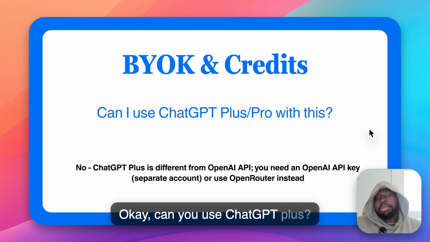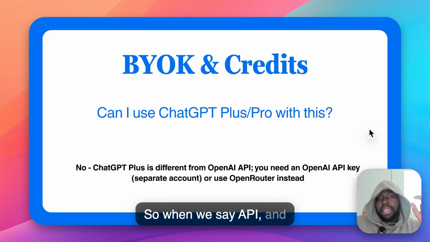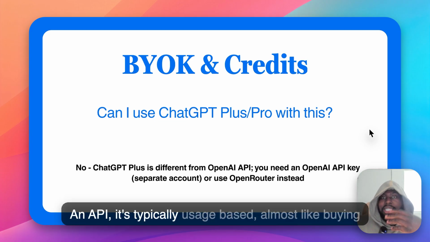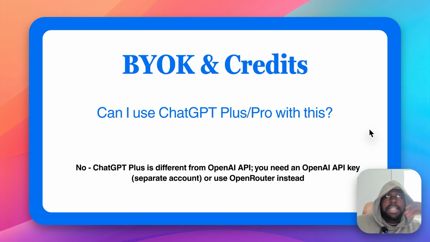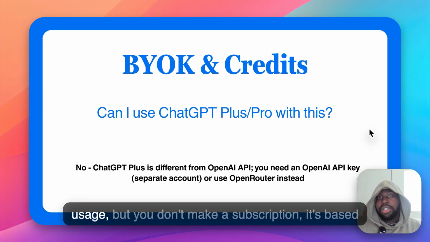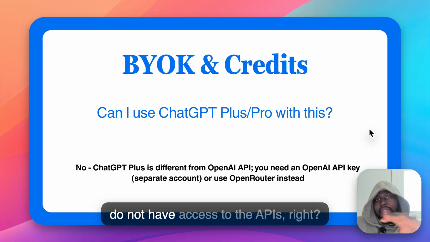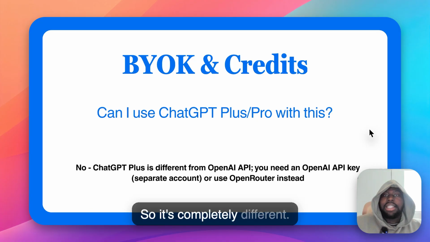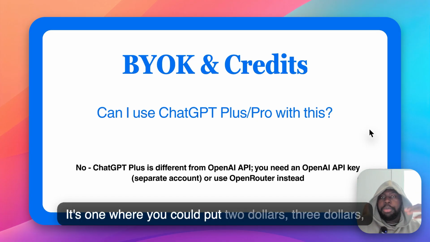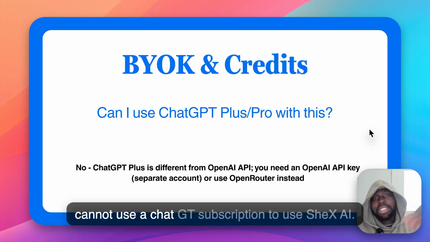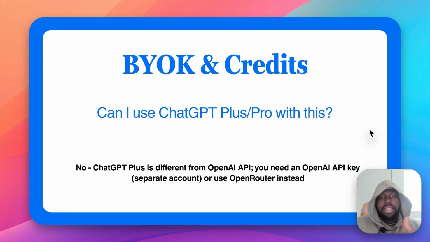Okay, can you use ChatGPT Plus? So here's the thing. When we say API, it's completely different from a subscription. An API is typically usage based, almost like buying fuel, like I said earlier. You don't make a subscription; it's based on what you need. The ChatGPT subscriptions do not have access to the APIs. It's completely different, where you could put $2, $3, all that stuff. So you do not need a ChatGPT subscription, and you cannot use a ChatGPT subscription to use SheetXAI.